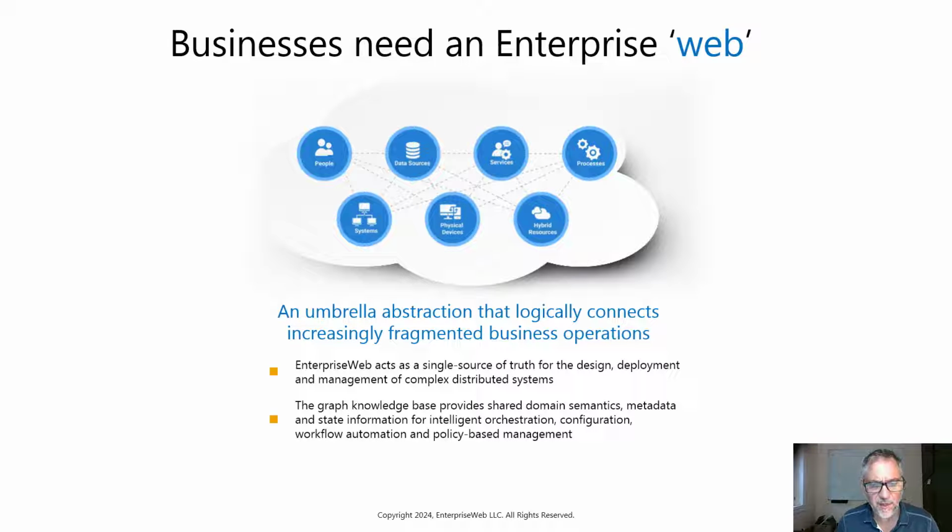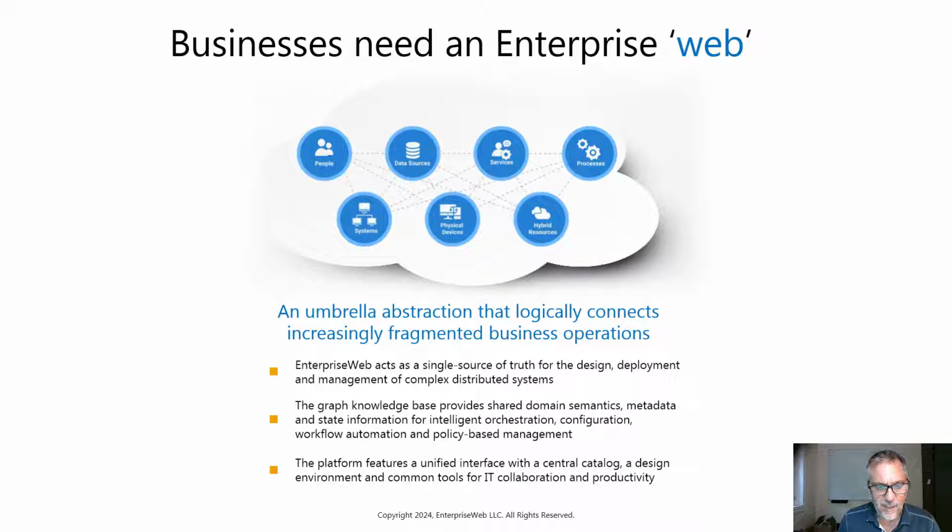The knowledge base provides shared domain semantics, metadata, and state information for intelligent orchestration, configuration, and workflow automation, and policy-based management. The fact that we have domain semantics, metadata, and state means that the objects in Enterprise Web are really digital twins, that we can observe and monitor these elements, maintain their state in the system, and even retain their historical state so we can do predictive analytics. The platform features a unified interface with a central catalog, a design environment, and common tools for IT to improve collaboration and IT productivity.